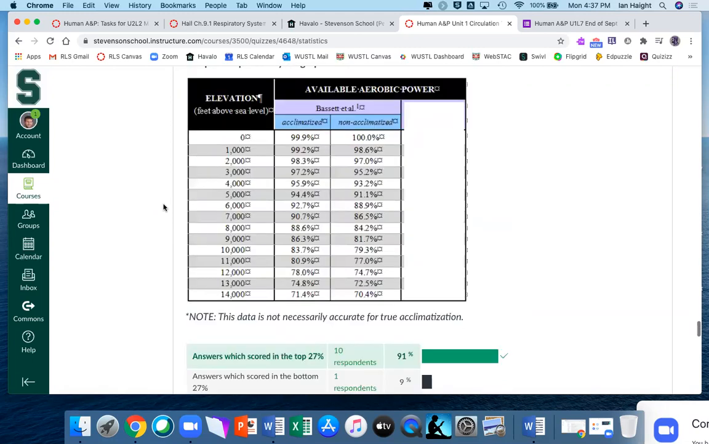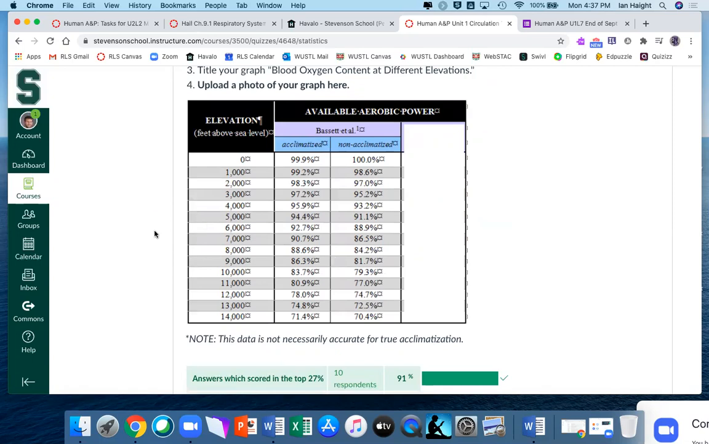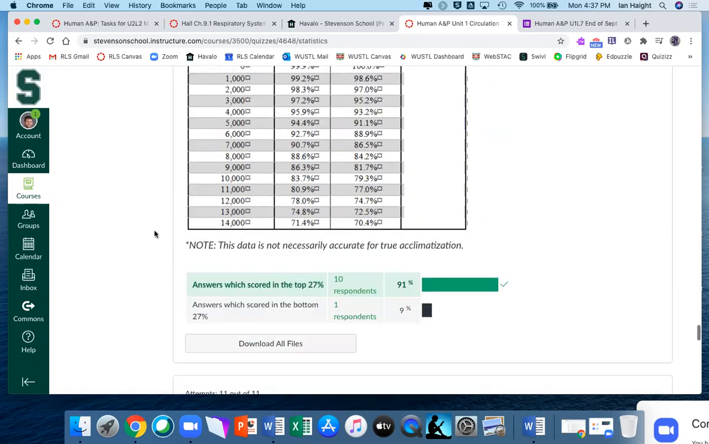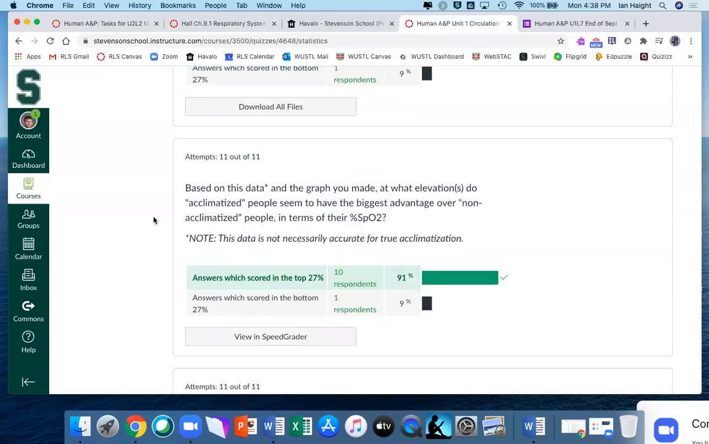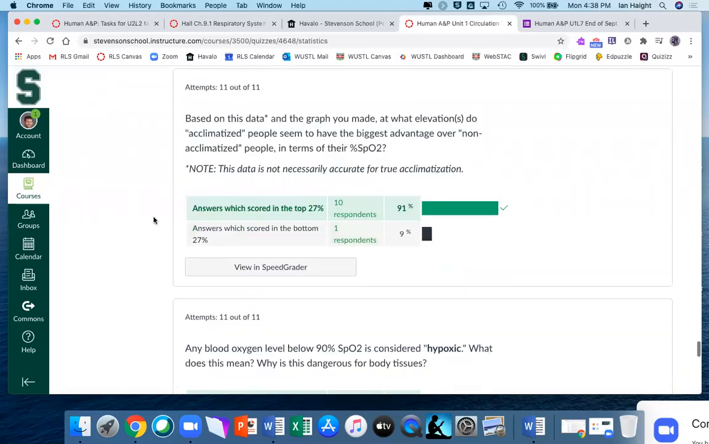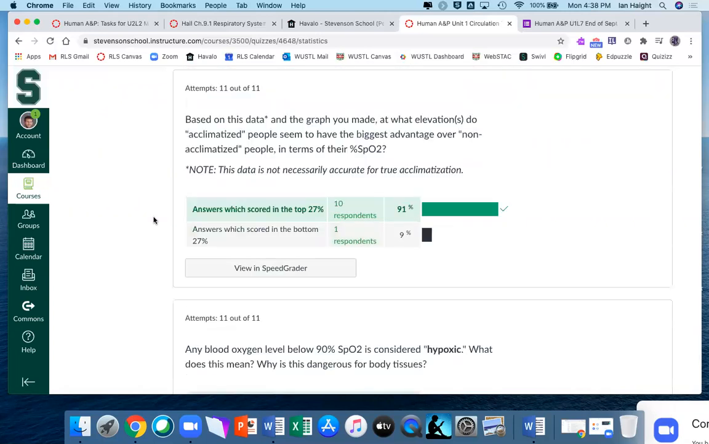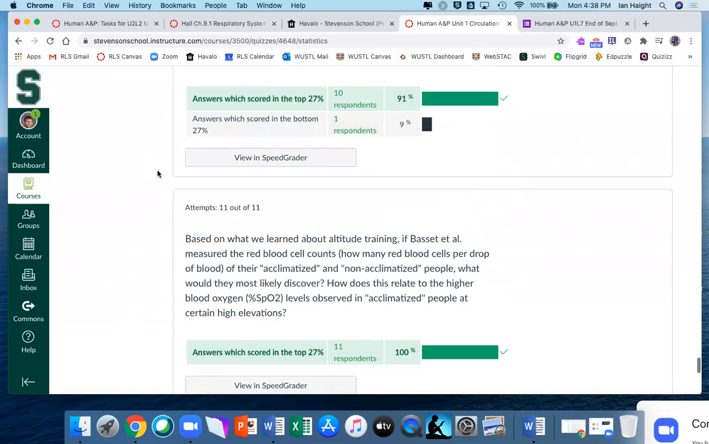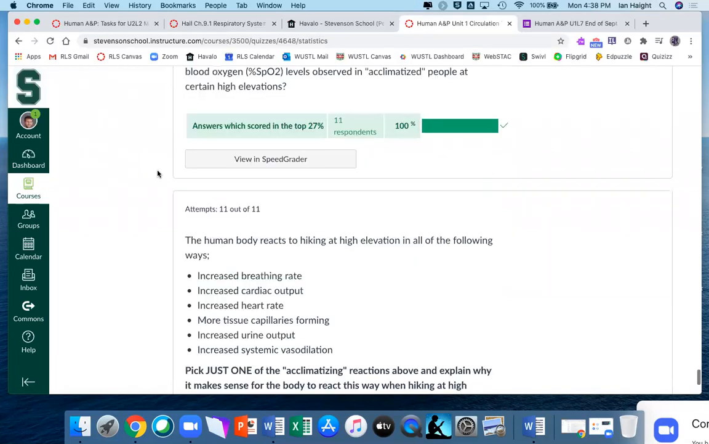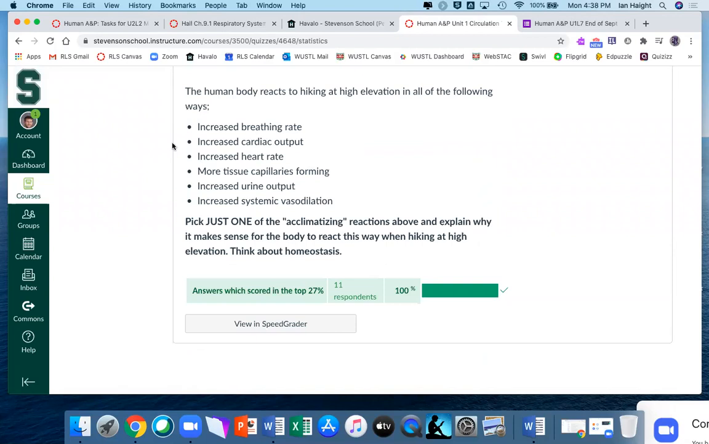Then you had to graph the data. I apologize for giving you so much data to graph. I should have cut this table down to at least half of the data. But everyone got along the right means. You had great photos that you submitted and good reflections on this data. So again, based on acclimatization. Come on, where's this one question though? Blood oxygen content. Yeah, these all look really good. I think there's a question that I had in another class that they had a hard time on.